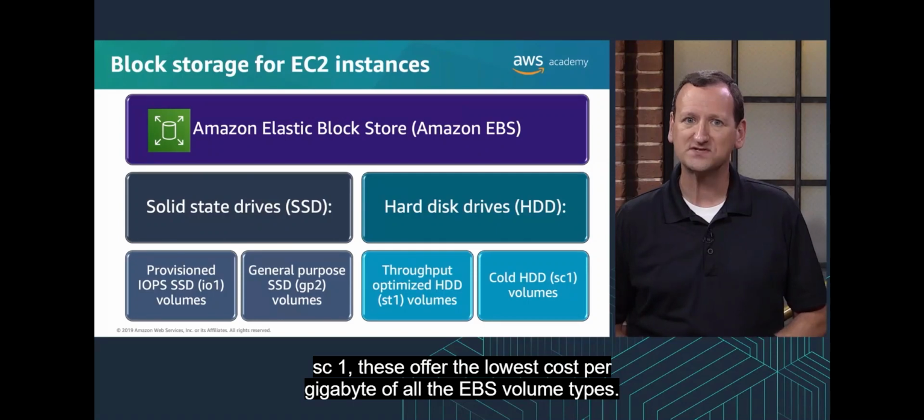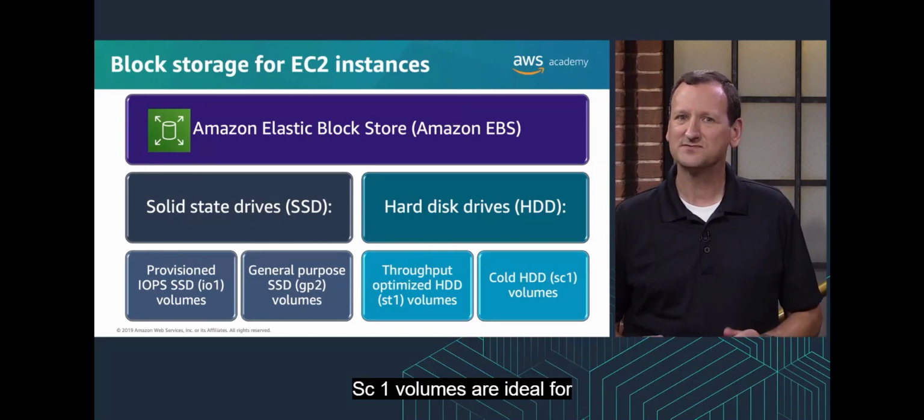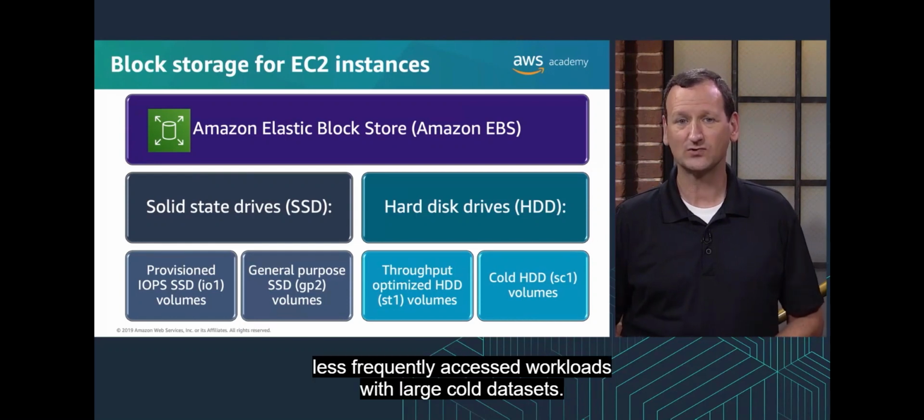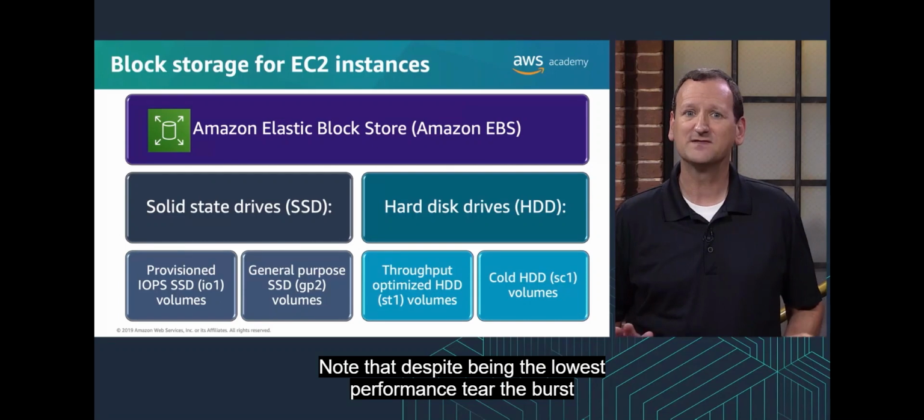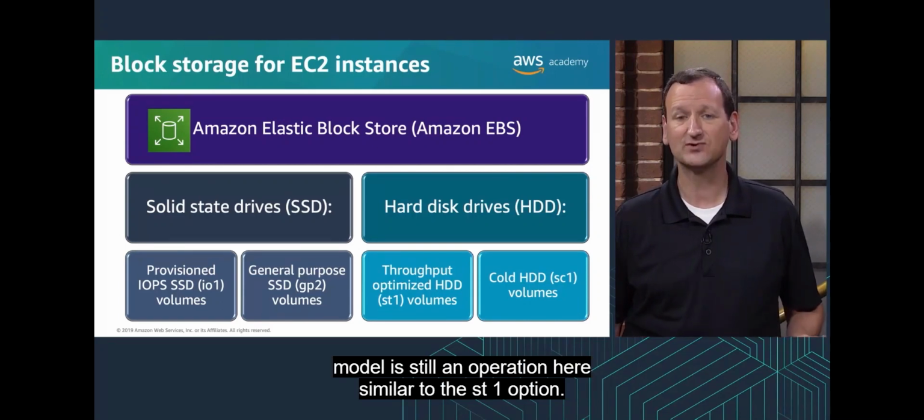The last of the four EBS options is known as Cold HDD or SC1. These offer the lowest cost per gigabyte of all the EBS volume types. SC1 volumes are ideal for less frequently accessed workloads with large cold data sets. Note that despite being the lowest performance tier, the burst model is still in operation here, similar to the ST1 option.